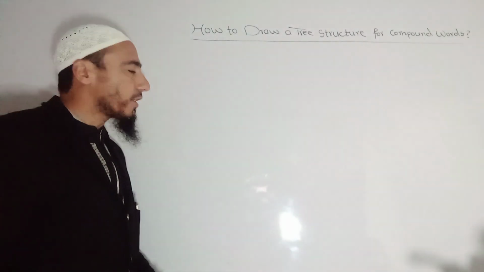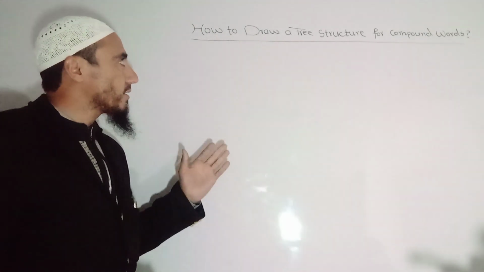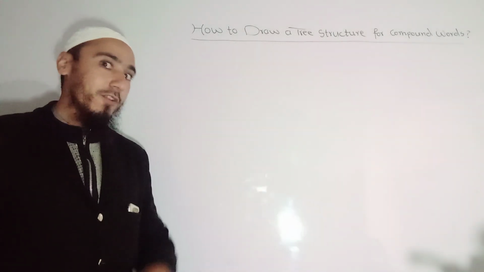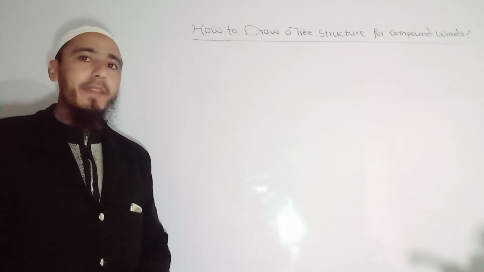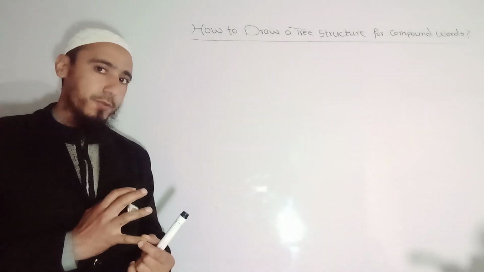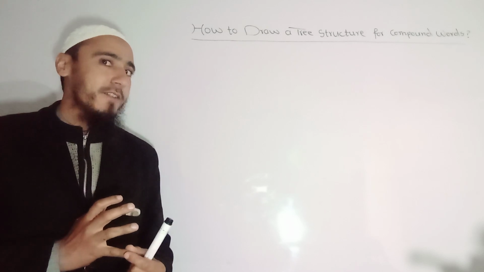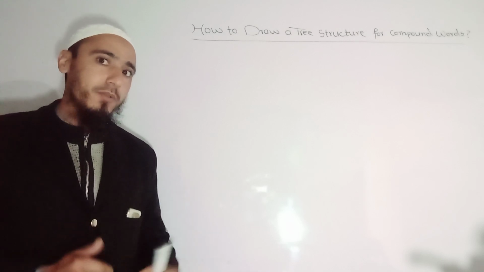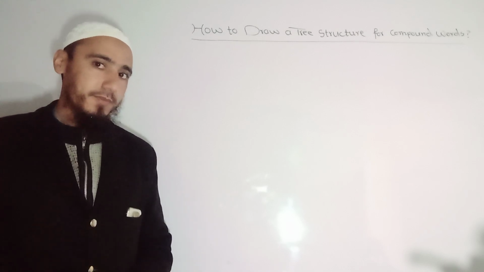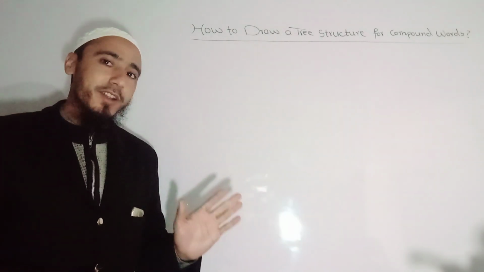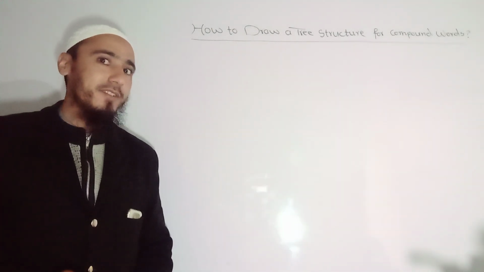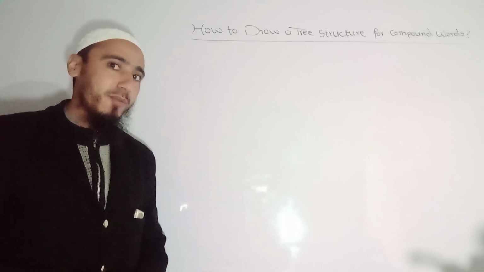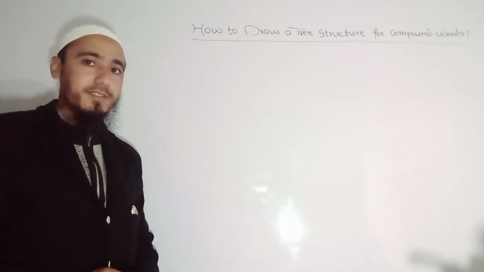Today, the topic which I have brought for you in the same chapter is how to draw a tree structure for compound words. Remember that one by one I told you that there are 5 phrases which have their own heads. And then I also drew the structure of those phrases. And then I told you that conjunction does not have its own head. That's why we have a separate tree diagram or structure for it in a sentence.